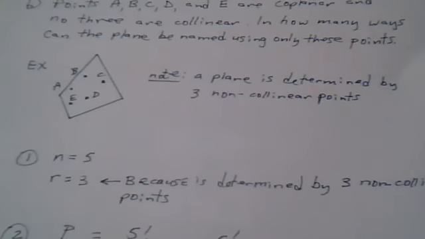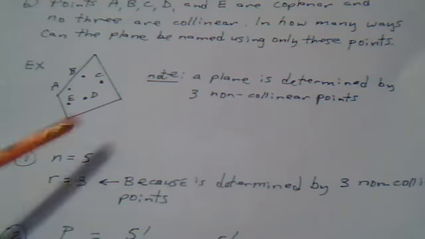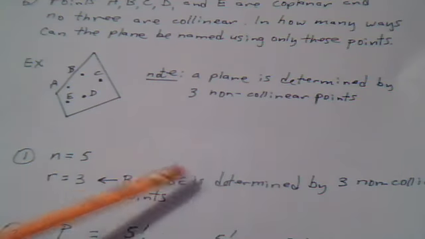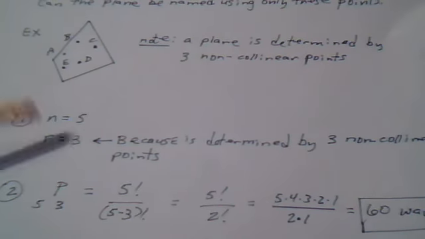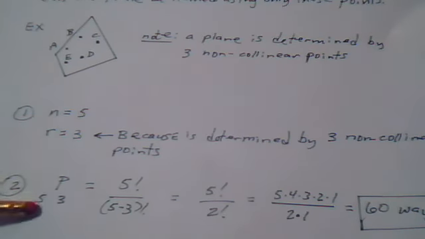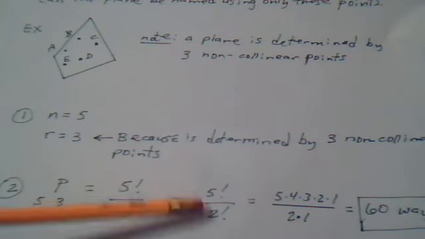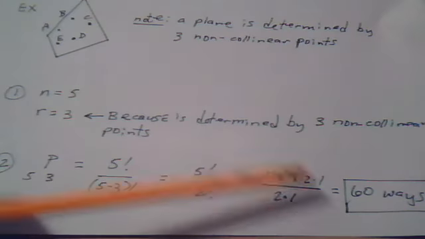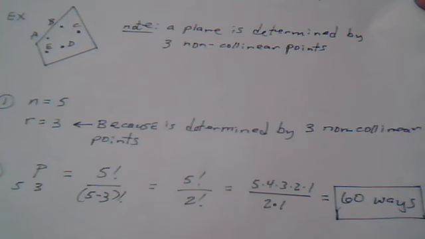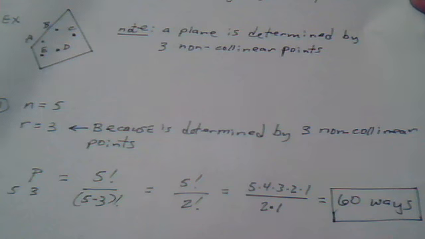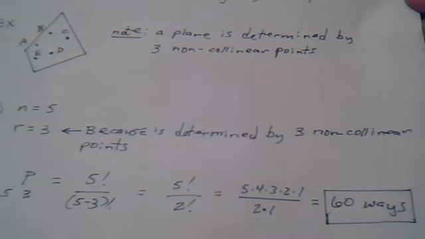So in this case, n would be 5: 1, 2, 3, 4, 5. r would be 3, since we need 3 non-collinear points, because the plane is determined by 3 non-collinear points. So now plug those numbers into the formula. n is 5, so you put it here. r is 3, so you put it here. Run it through the formula, simplify, do the multiplication and division, and we have our answer. In how many ways can the plane be named using only these points, A, B, C, D, and E, and 3 name the plane? There are 60 ways to name this plane.